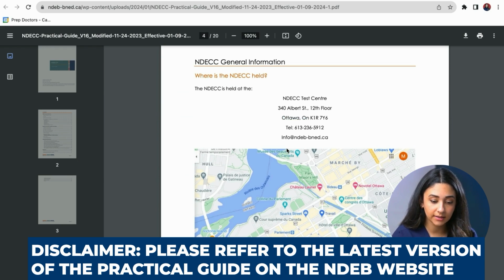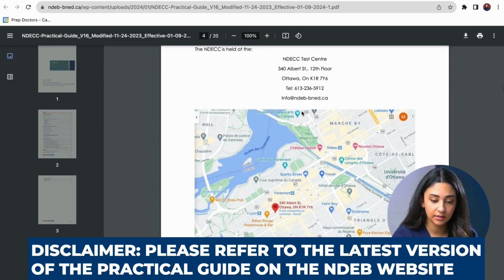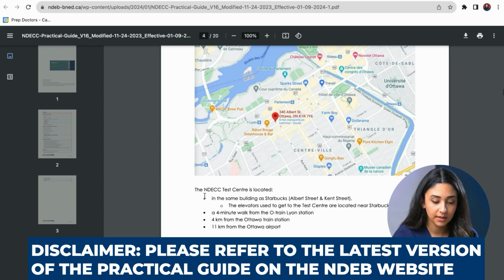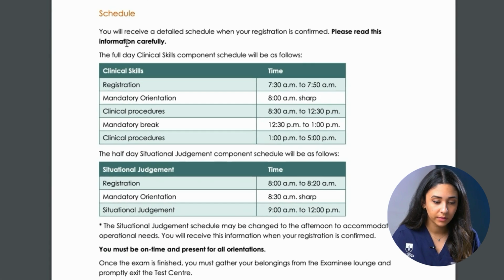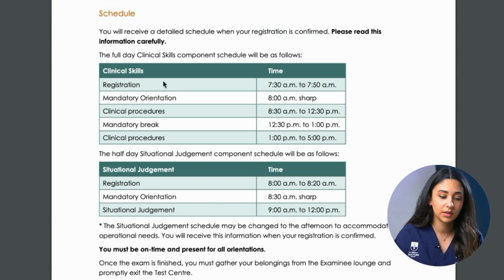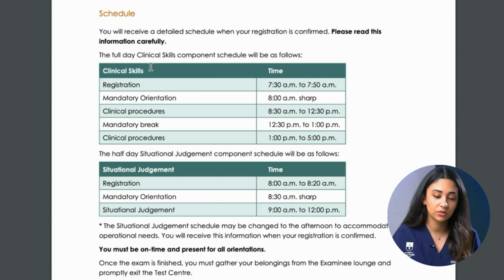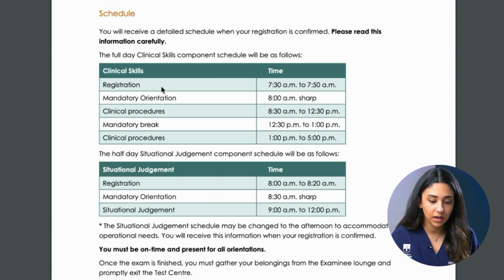They give you the exact address and location and information to find the center, the schedule as well for the exam. You will receive a detailed schedule when your registration is confirmed. That means you're going to get information about whether your clinical skills is going to be day 1 or day 2, situational judgment as well.